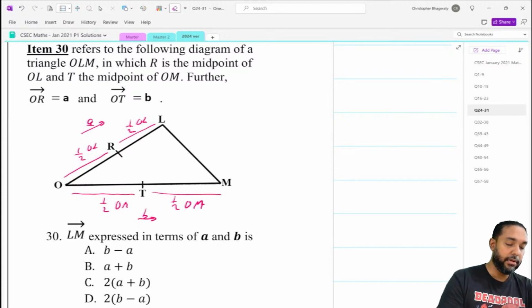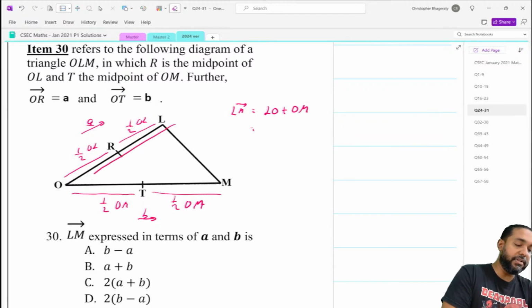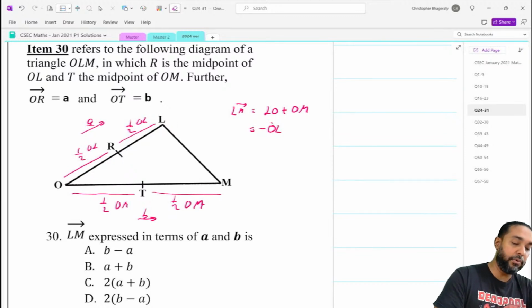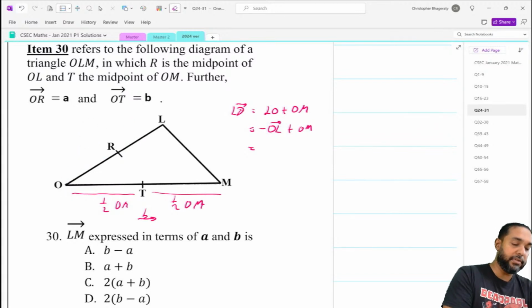Okay. So they want LM. So LM is LO plus OM. LO goes in the opposite direction of OL, so we call that the inverse of OL, plus OM. Wait, so how do we know which direction it goes? If you look at the letters, right? Yeah, one second. So it says that OR is A.